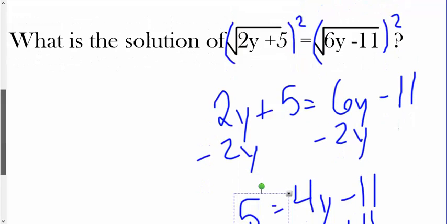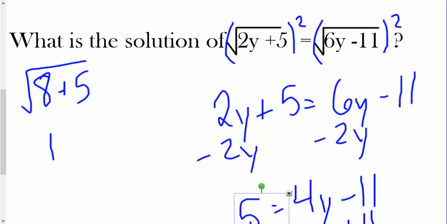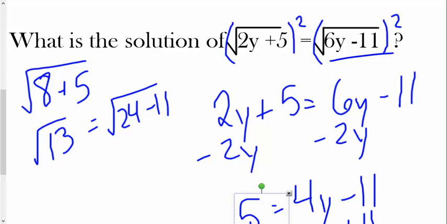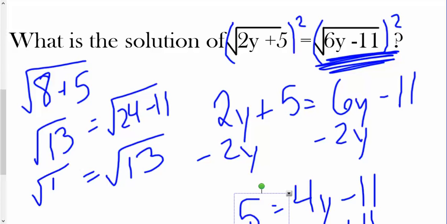And if I want to try to substitute that, that would be the square root of 8 plus 5, which is 13 again, equals the square root of 24 minus 11, just plugging it back into this equation over there, which would be the square root of 13. So I know the square root of 13 equals the square root of 13, so I know that this is the correct solution.